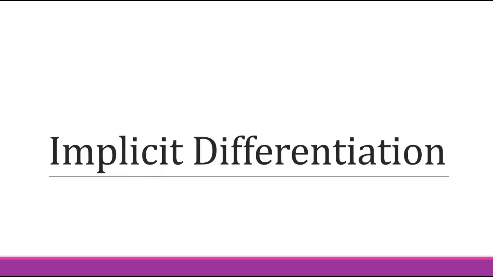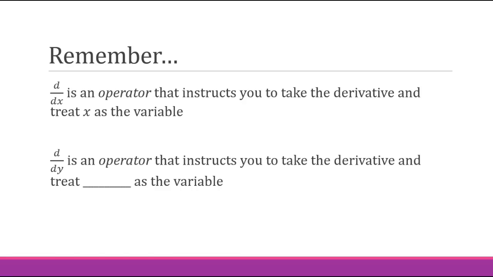Implicit differentiation. We're going to go ahead and remember that this symbol d dx is an operator that instructs you to take the derivative and treat x as the variable. So d dy is an operator that instructs you to take the derivative and this time treat y as the variable. So keep that in mind as we take a look at the next example.